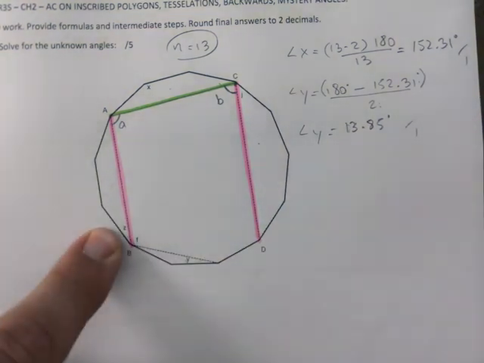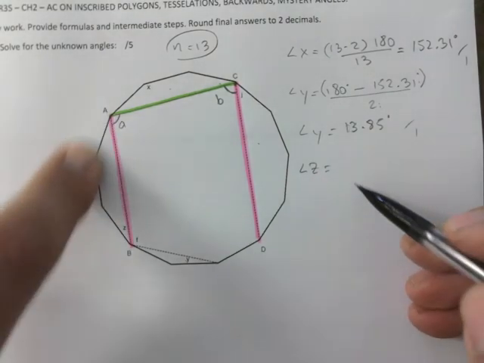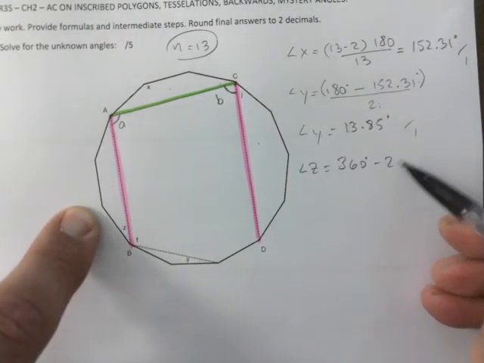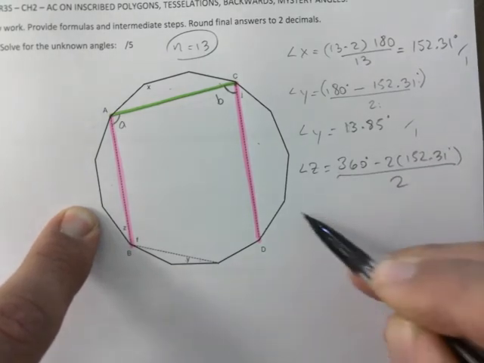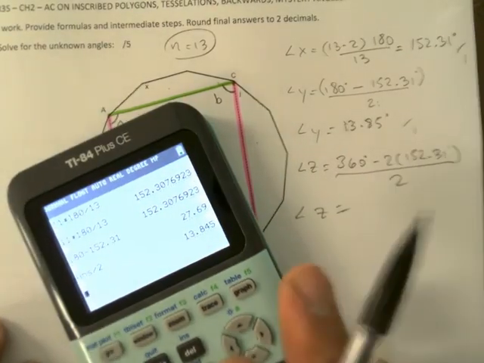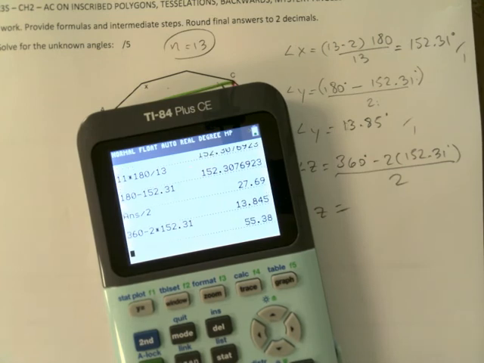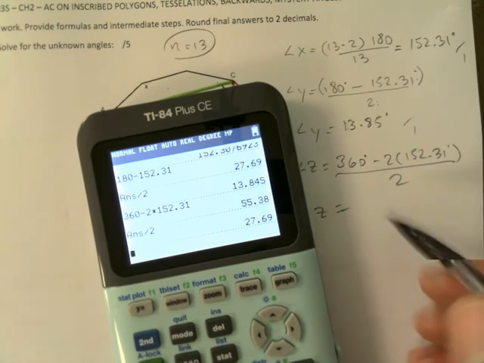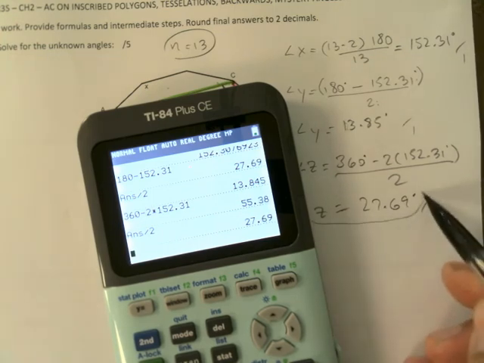And then Z next I will do, right? So that is a trapezoid, so I need to go 360 minus 2 of the interior angles, all of that divided by 2. So let's see here. 360 minus 2 times 152.31, divided by 2, 27.69. You get a mark for that.